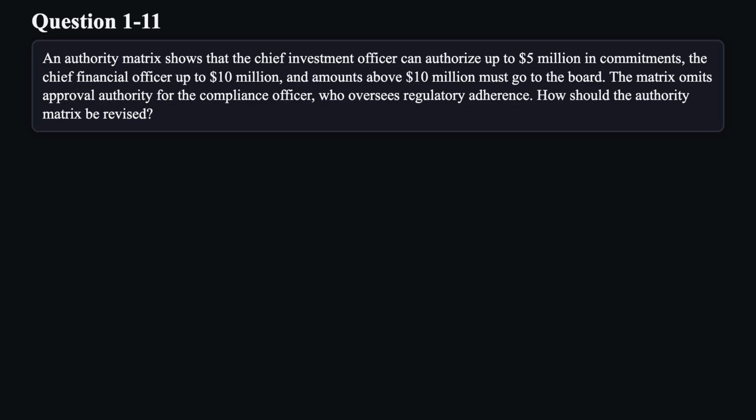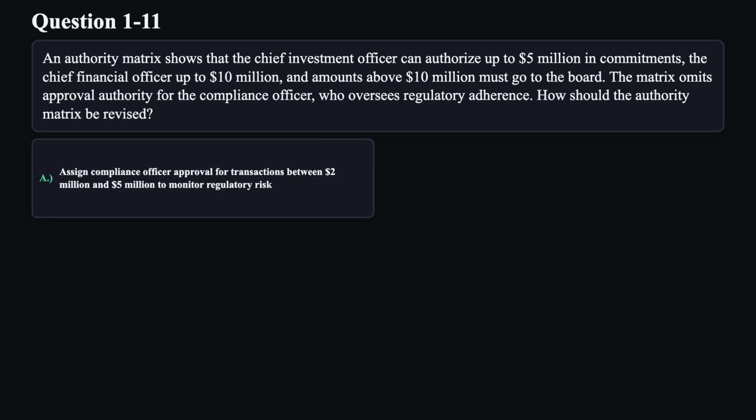Question 11. An authority matrix shows that the chief investment officer can authorize up to $5 million in commitments, the chief financial officer up to $10 million, and amounts above $10 million must go to the board. The matrix omits approval authority for the compliance officer, who oversees regulatory adherence. How should the authority matrix be revised?